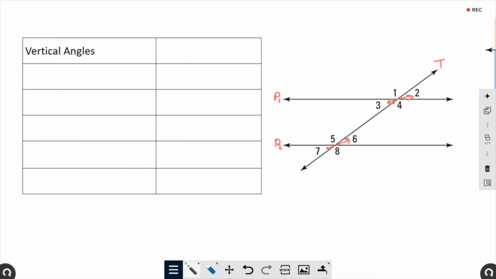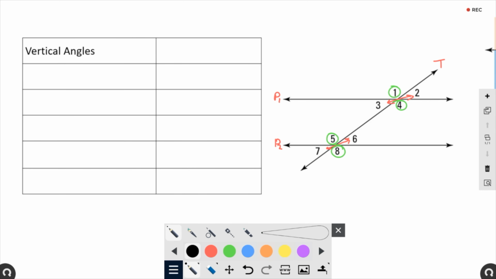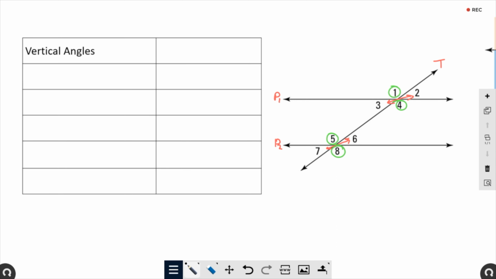So what's the vertical angle of 1? Well, the vertical angle of 1 would be 4. And the vertical angle of 5 would be 8. When looking at your vertical angles, it's important to note that vertical angles are always congruent.